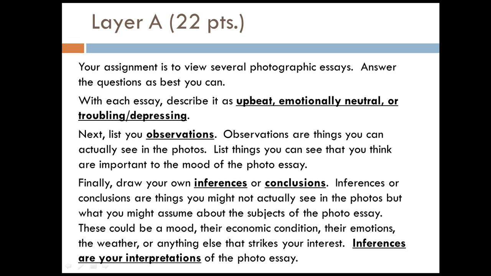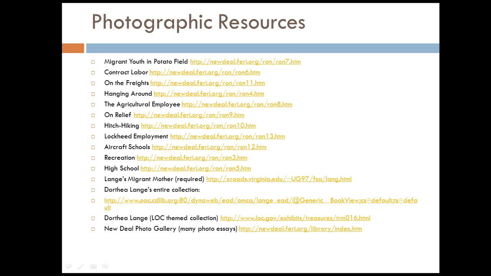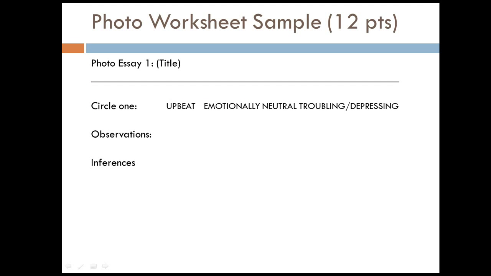Inferences or conclusions are things you might not actually see in the photos, but what you might assume about the subjects of the photo essay. These could be a mood, their economic condition, their emotions, the weather, or anything else that strikes your interest. Inferences are your interpretations of the photo essay. And here's a list of photographic resources the students may use, and a sample of the photo worksheet.